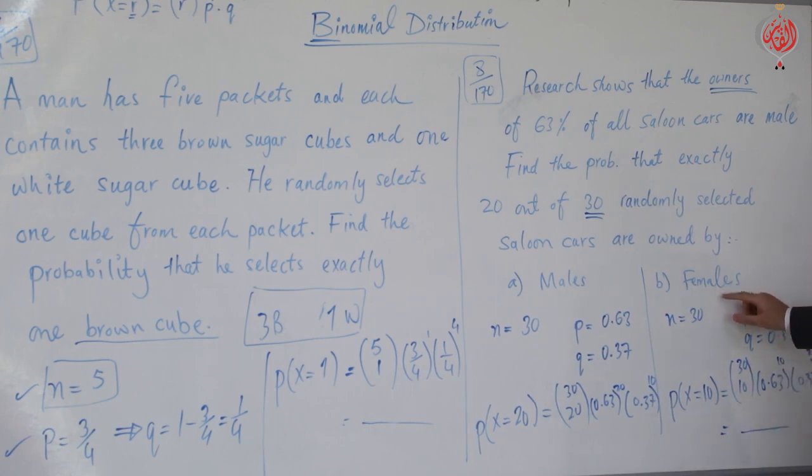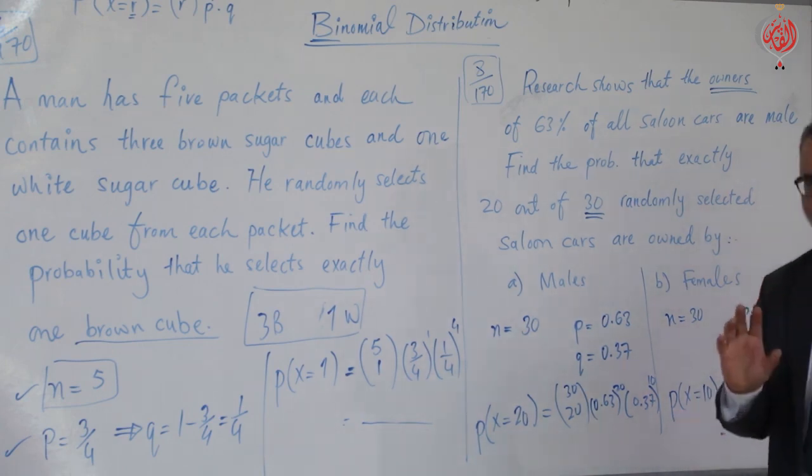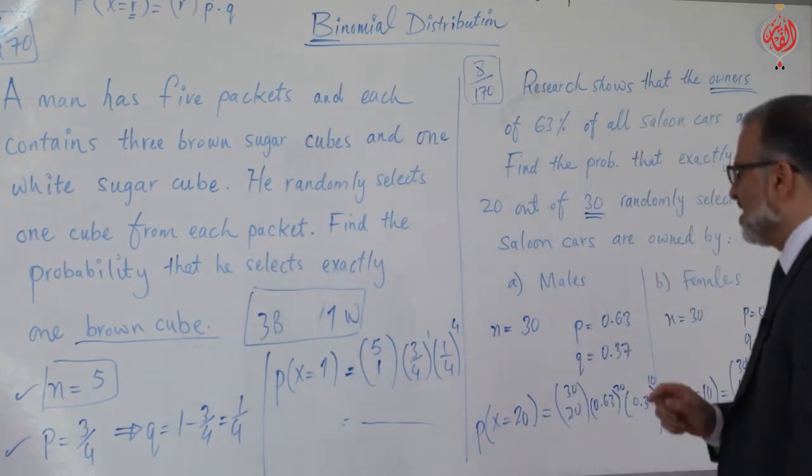Otherwise, you can reformulate this question. Since you are dealing with females, you make P equal 0.37 and Q equal 0.63. Then you can write P of X equals 20, and you will get the same answer. Hopefully what I explained is clear for you.